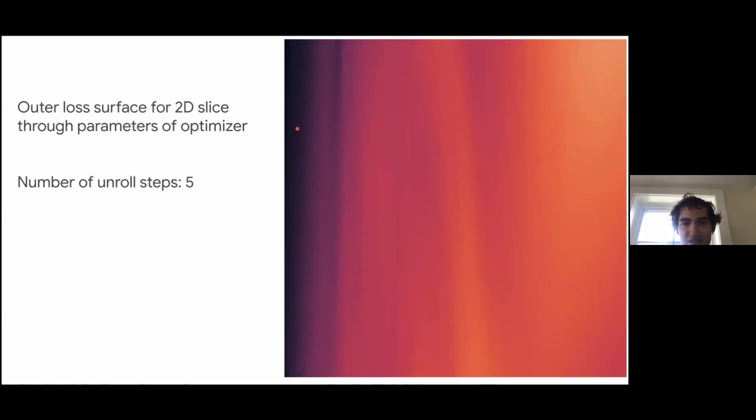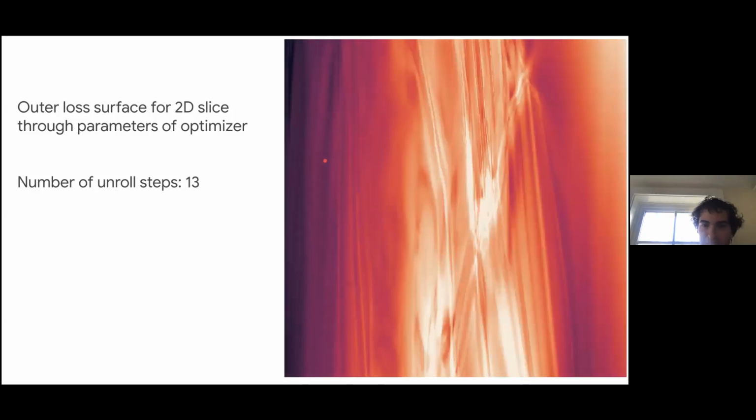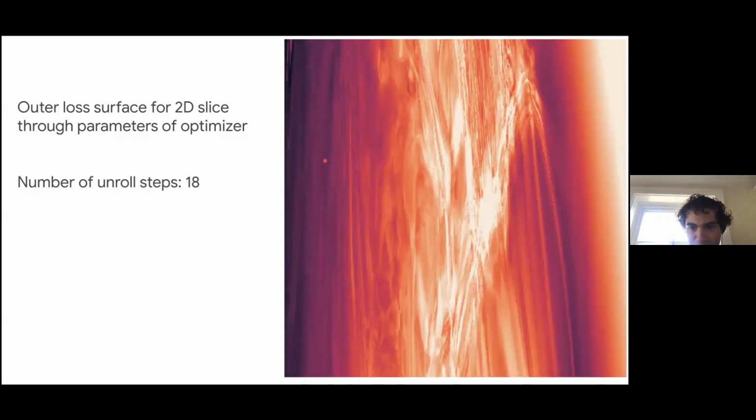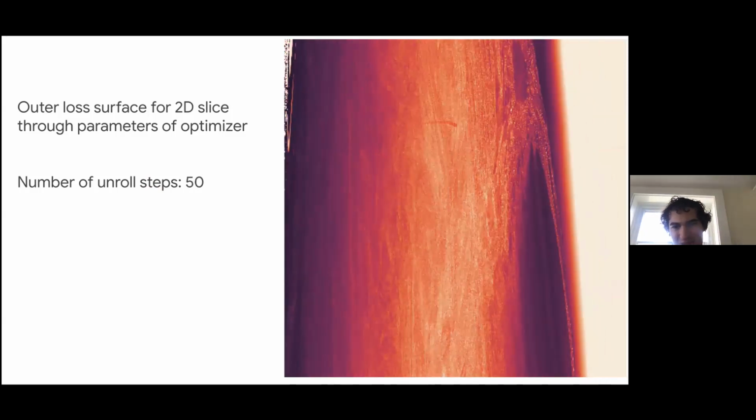But as we increase the number of unrolls, we start to see a bunch of structure appear. And this structure is going to greatly harm optimization. Because if we initialize here, for example, we're going to get stuck at each one of these ridges. We're not going to be able to cross over each one of these small ridges. And this gets worse the more steps we take, all the way up to about 50 steps, where this loss surface starts to look like noise.